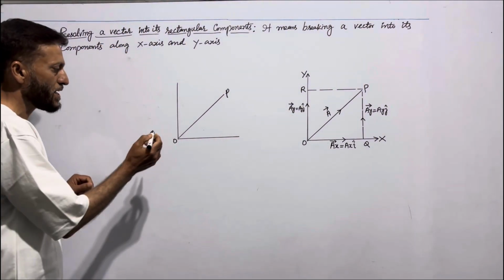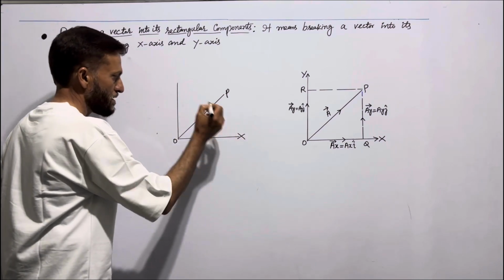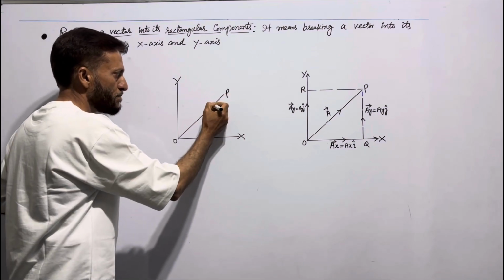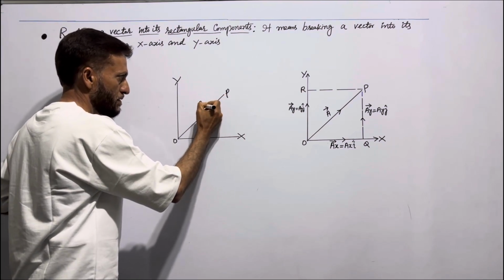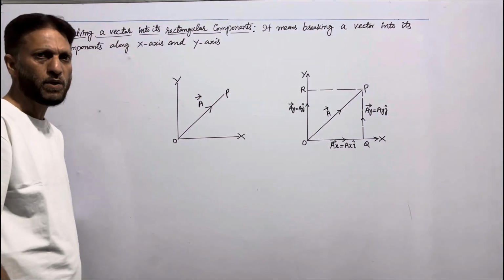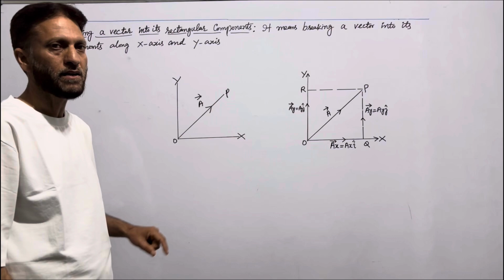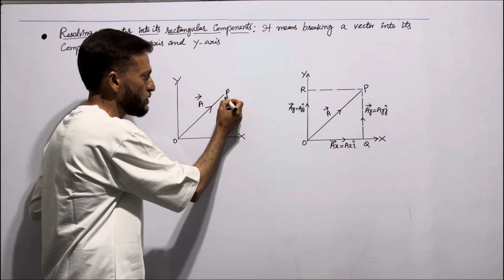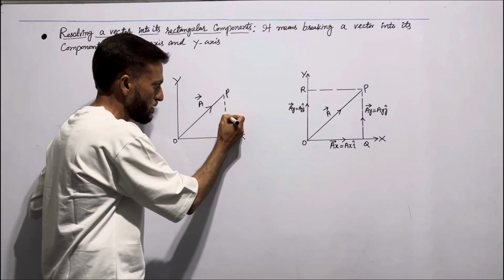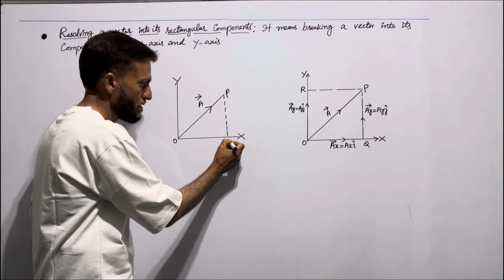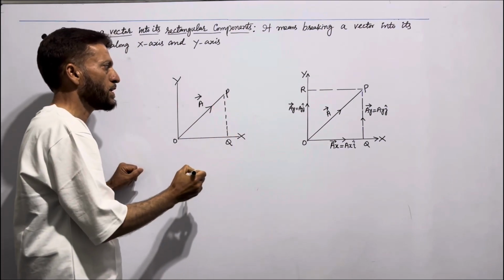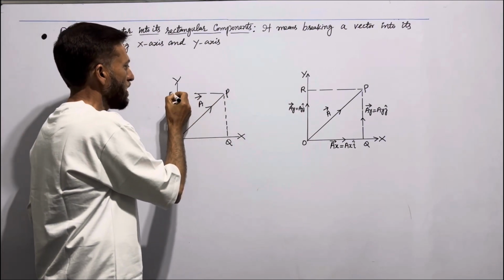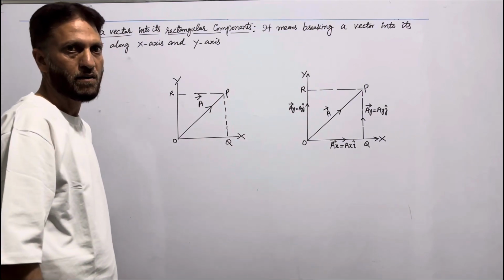अगर हमारे पास एक वेक्टर है, this is our x-axis, this is y-axis, and the line segment OP represents a vector A. Now we are going to resolve this vector A into two components. For this, I will draw a perpendicular from P on x-axis. Let PQ be the perpendicular on x-axis and PR be the perpendicular on y-axis.